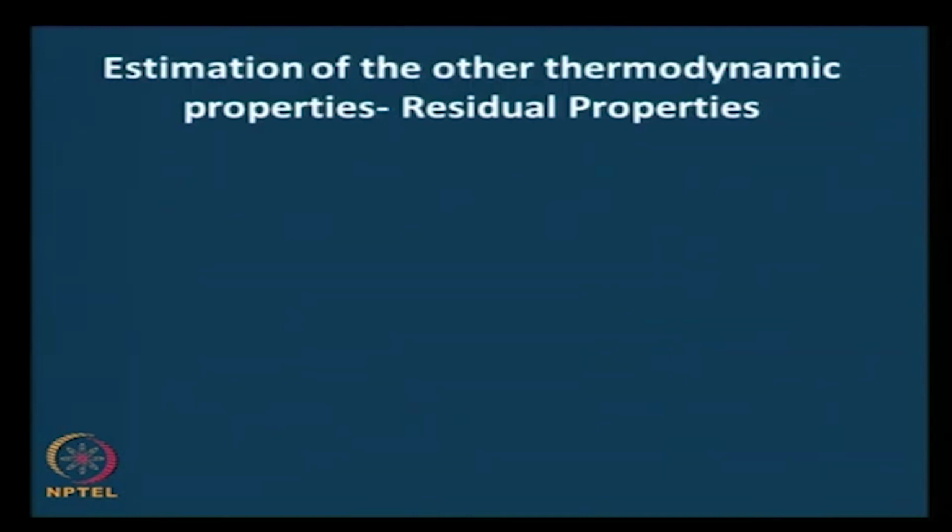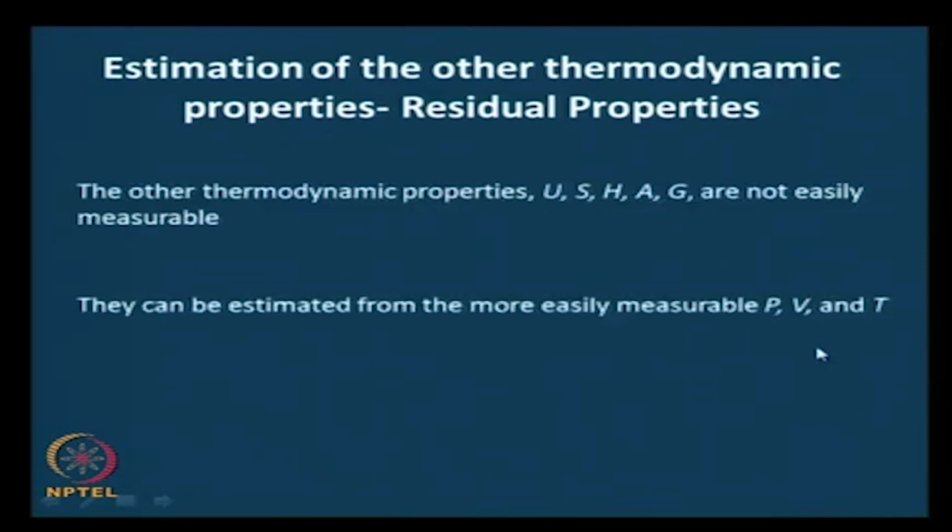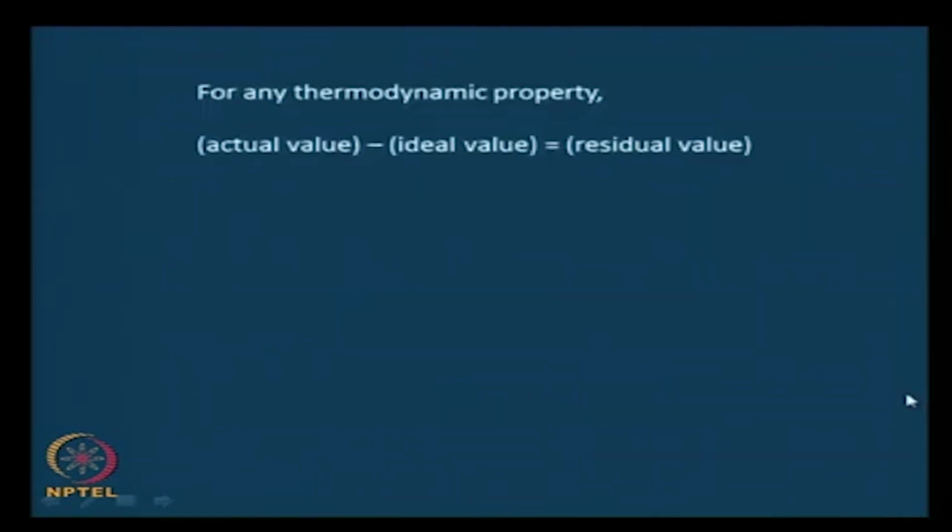Then we went into the second major part of the module, which was estimation of the other thermodynamic properties, or more difficult to measure thermodynamic properties, in terms of PVT. For that we needed a formulation, and that formulation required what are called residual properties. A residual property is nothing but the difference between the actual value and the ideal gas value.